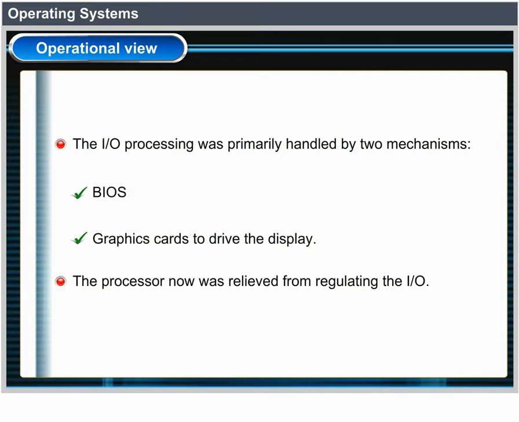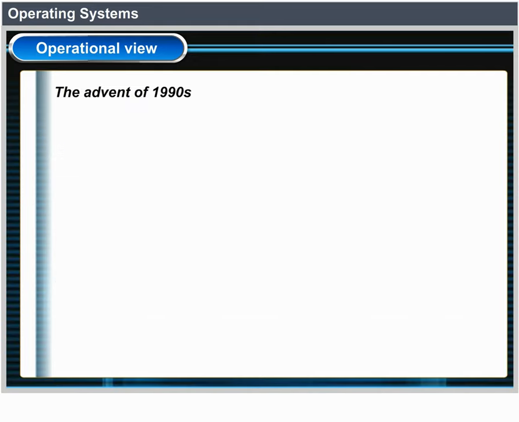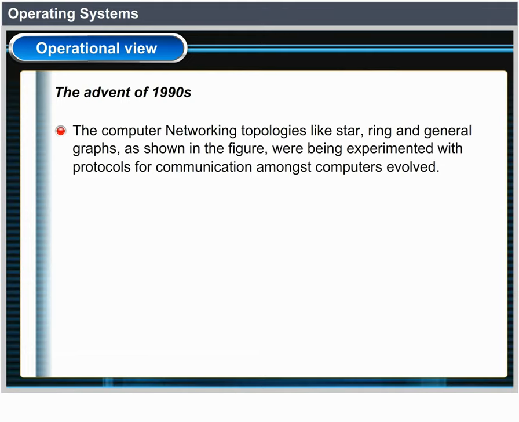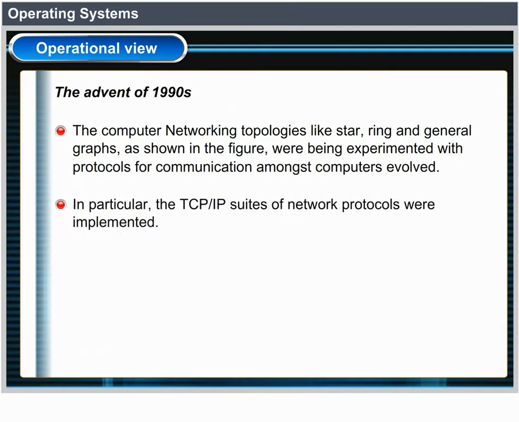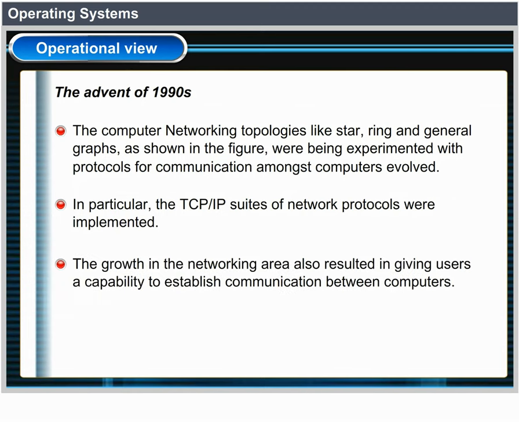With the advent of the 1990s, computer networking topologies like star, ring, and general graphs, as shown in the figure, were being experimented with, and protocols for communication amongst computers evolved. In particular, the TCP/IP suite of network protocols was implemented. The growth in networking also gave users the capability to establish communication between computers.